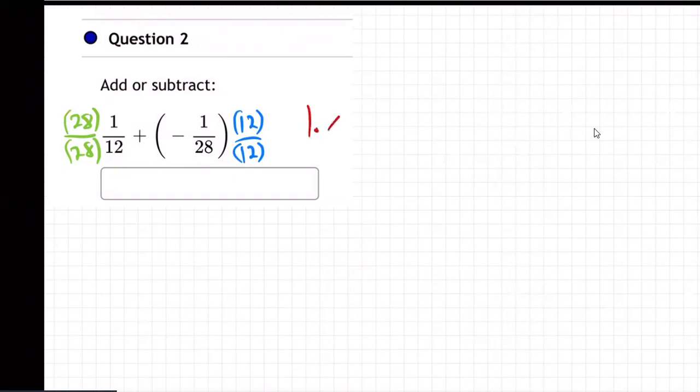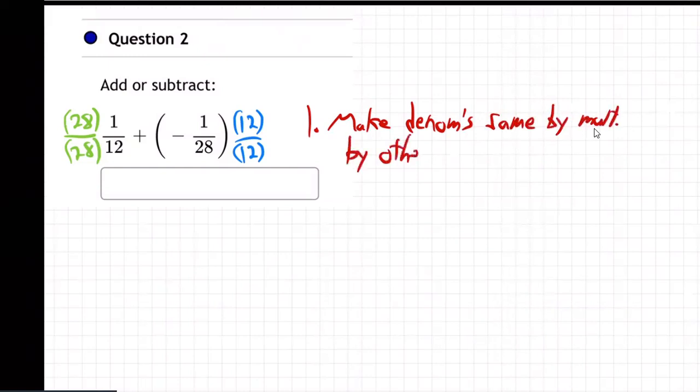So step one, make the denominators the same by multiplying by the other denominator, top and bottom. You with me? So this is 28 times 12, and this one is also 28 times 12. See how both denominators are going to be the same now because they both are 28 times 12.